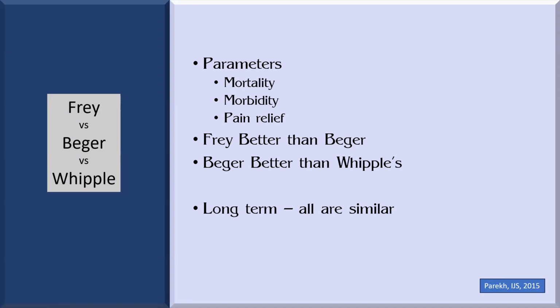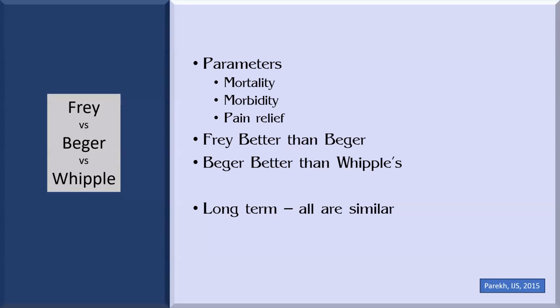There are actual data and big tables. I did not want to bore you with those data, but the final conclusion is that Frey is better than Beger, and Beger is better than Whipple's. And at the end of a few years, for example, one or two years, all long-term results are the same. So your pain relief and morbidity are the same in many of them.